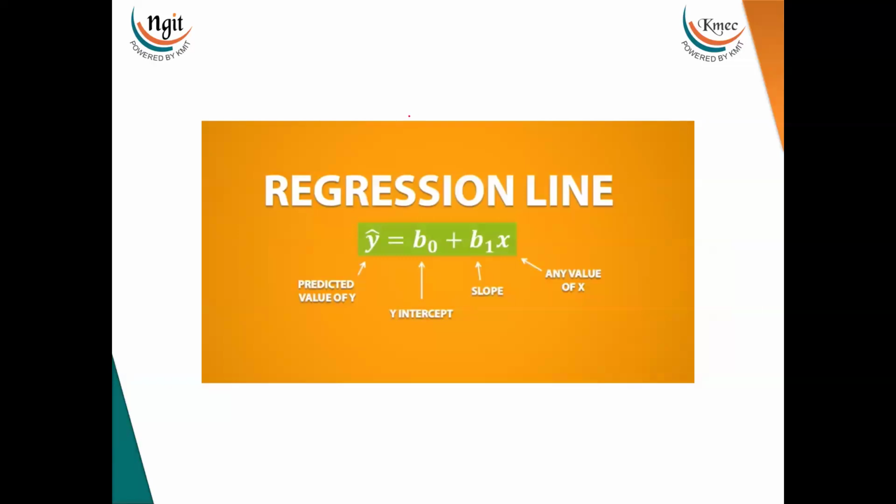A regression line is represented by an equation, y equal to b naught plus b1 into x. It is similar to what I discussed yesterday, that is y equal to mx plus c. In mathematics, we know very well that it is a straight line equation. In the same way, it is represented as a linear equation. This linear regression is represented like this: y cap is the predicted value of y, b naught is the intercept, b1 is the slope, and x is any value of the independent variable. The dependent variable is what we are going to predict based on b naught plus b1 into x.